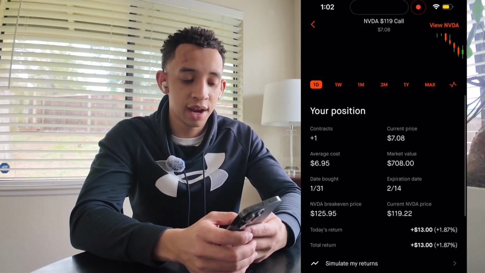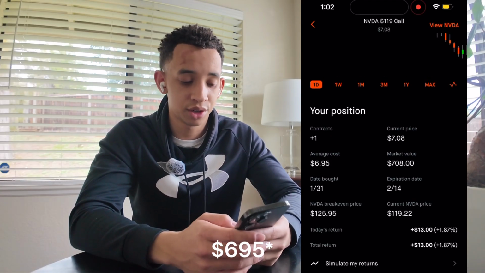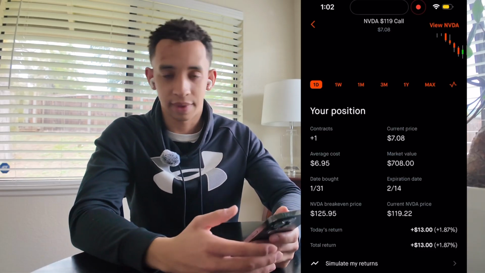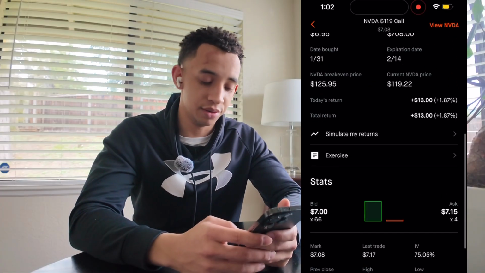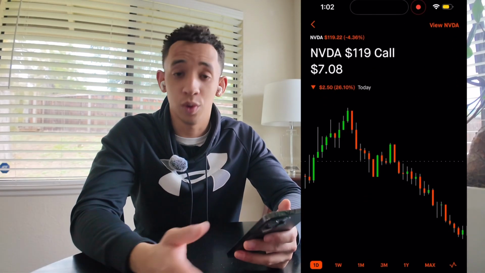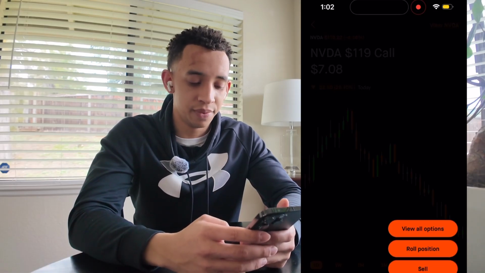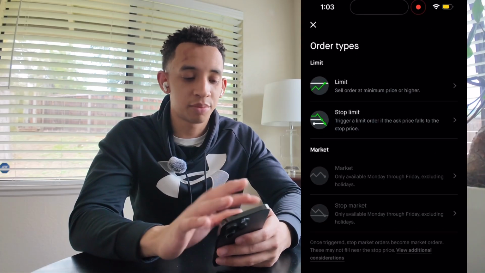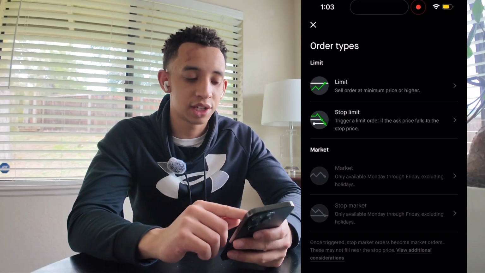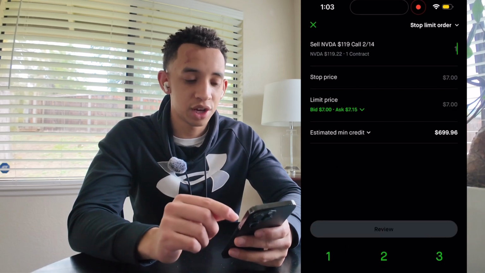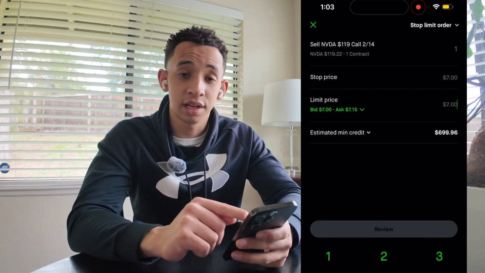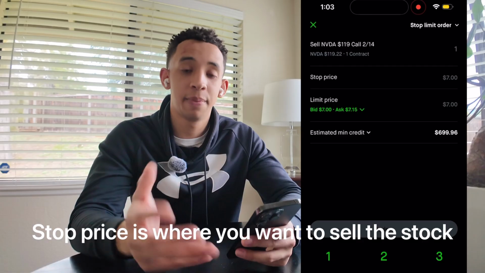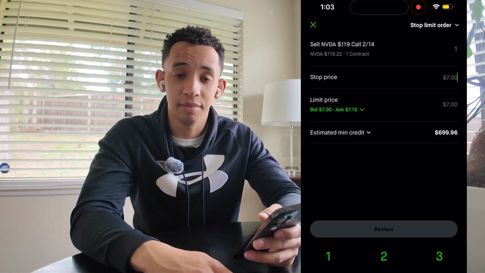The average cost I bought it at was $695. Currently, it is sitting at $708, so the return on that is $13 before the market closed. If I were to set my stop loss on this, which I will, I would go sell. When I go to sell, you can click up in the top right corner on limit order and click stop limit. Once you have your stop limit, the limit price is the lowest price that you are going to sell this stock at.